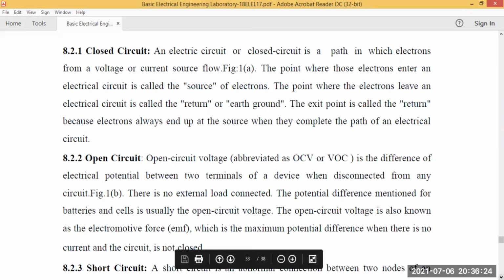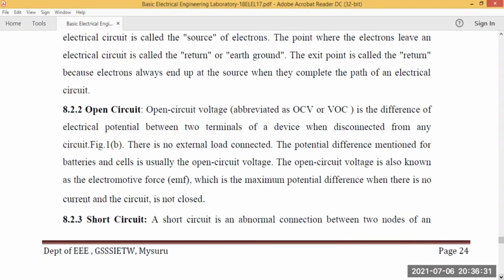An open circuit has a difference of electrical potential between two terminals and it is disconnected, as shown in the figure. There should be no external load connected. The potential difference mentioned is that batteries and cells are open circuit. In this stage, there is no flow of current and the circuit is not closed.